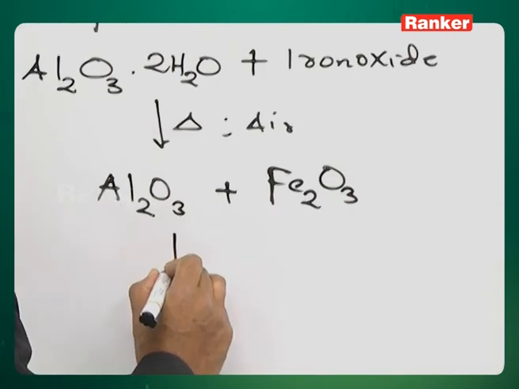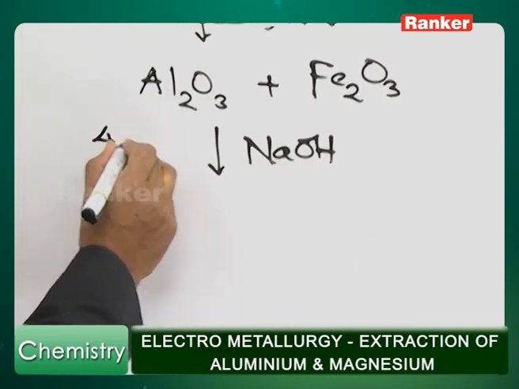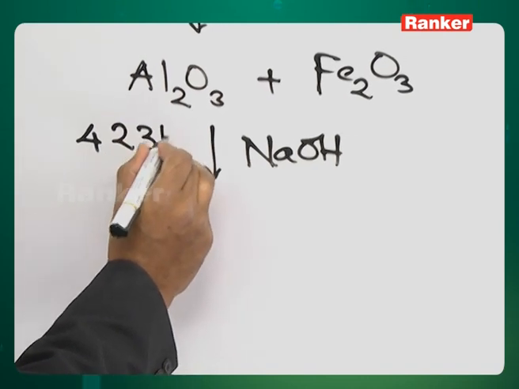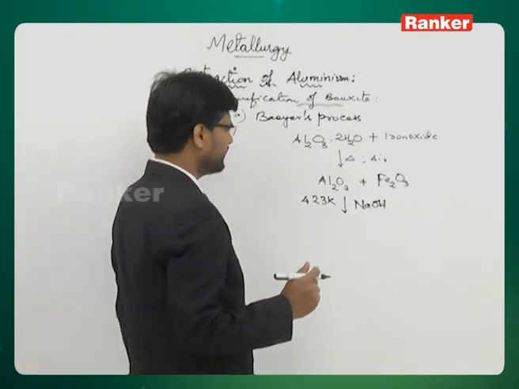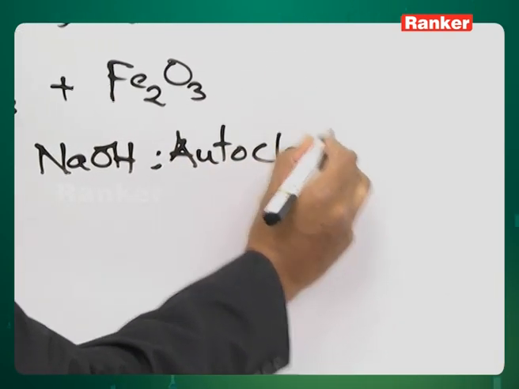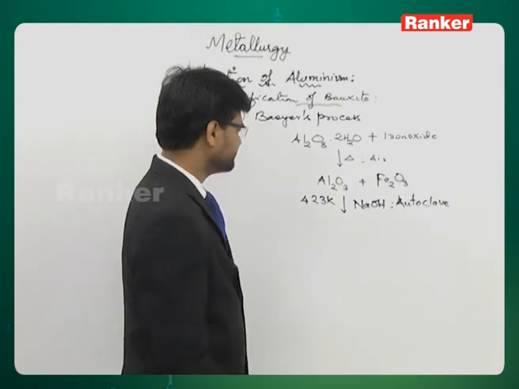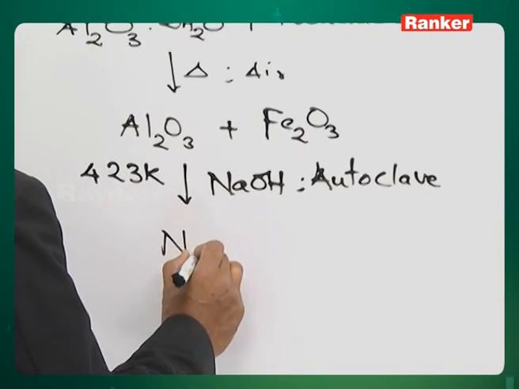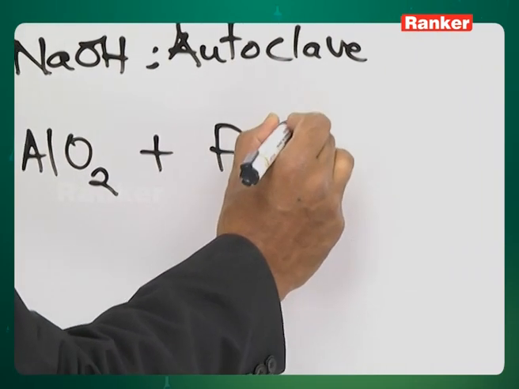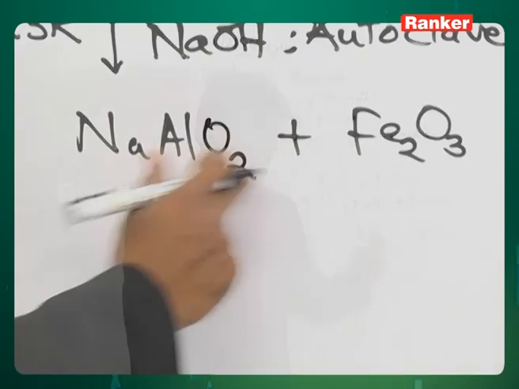Now, what we need to do is add sodium hydroxide and heat the solution at 423 Kelvin in an autoclave. Add sodium hydroxide to this mixture in an autoclave, heat it to 423 Kelvin. Then you get NaAlO2 and Fe2O3. This is soluble, this is insoluble.